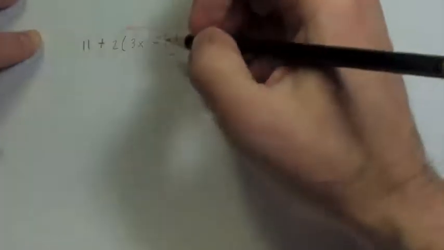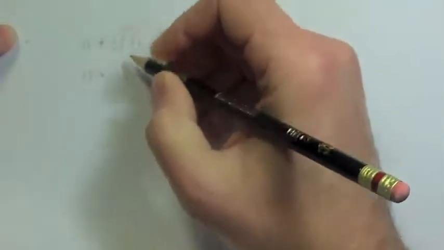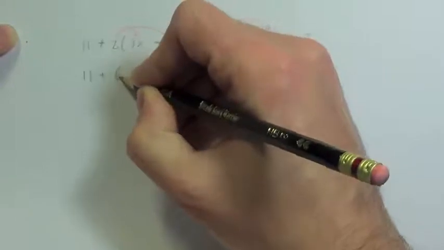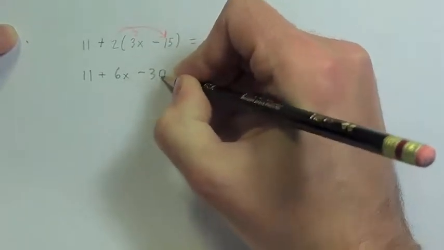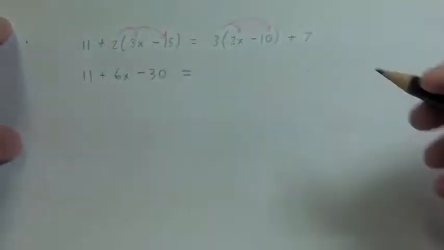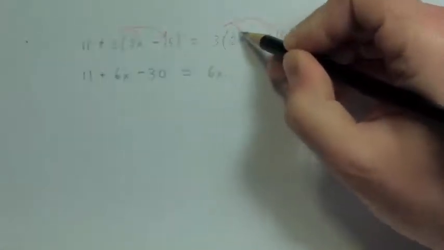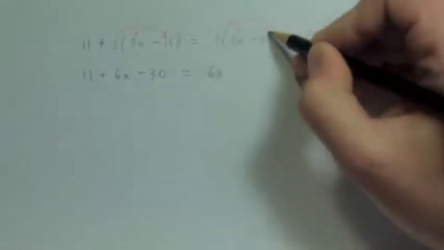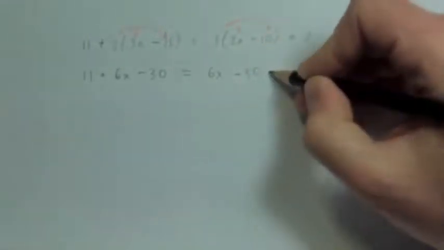All right, so let's do that. That 11 will sit outside. That 2 will distribute, and the 2 times the 3x will give us a 6x, and the 2 times the negative 15 will give us a negative 30. Okay. Now on this side, when I distribute the 3, I'm going to get a 6x. And when I distribute the 3 to the negative 10, I'll get a negative 30. And then that plus 7 stays.